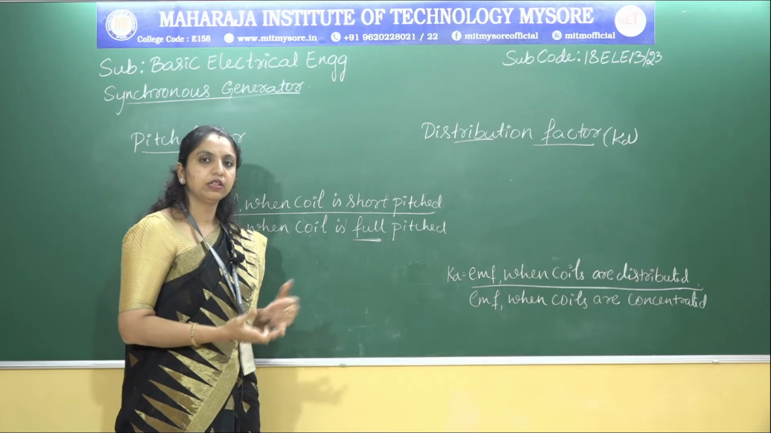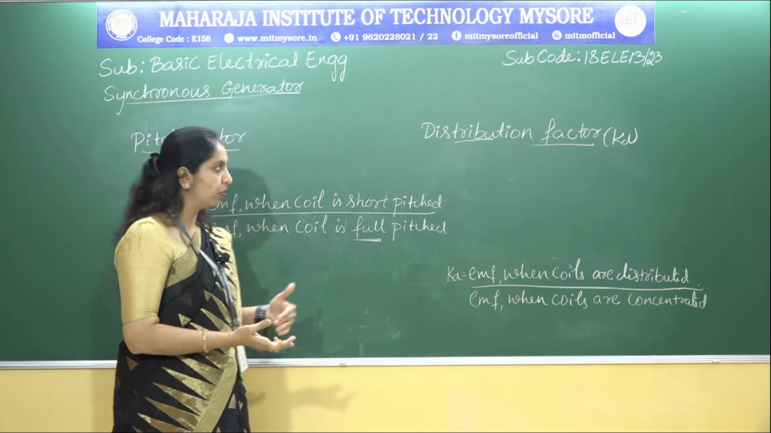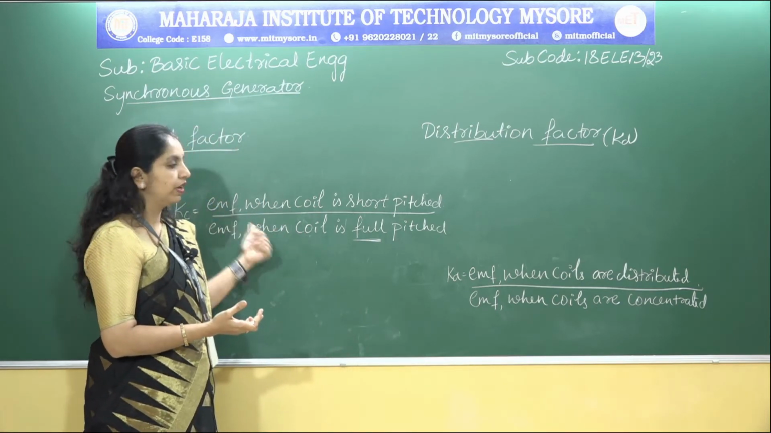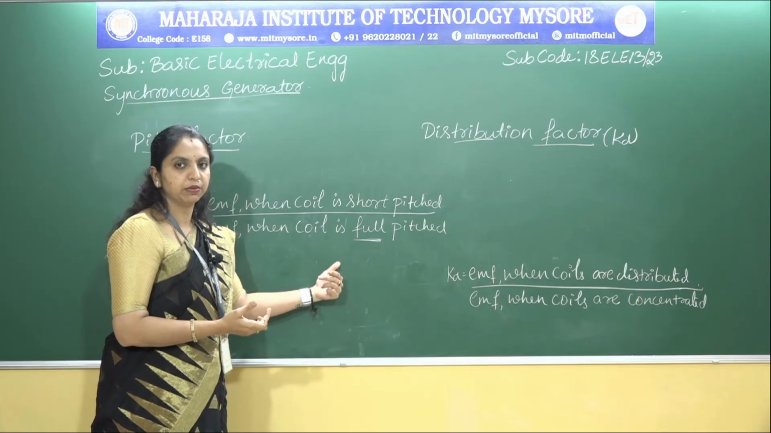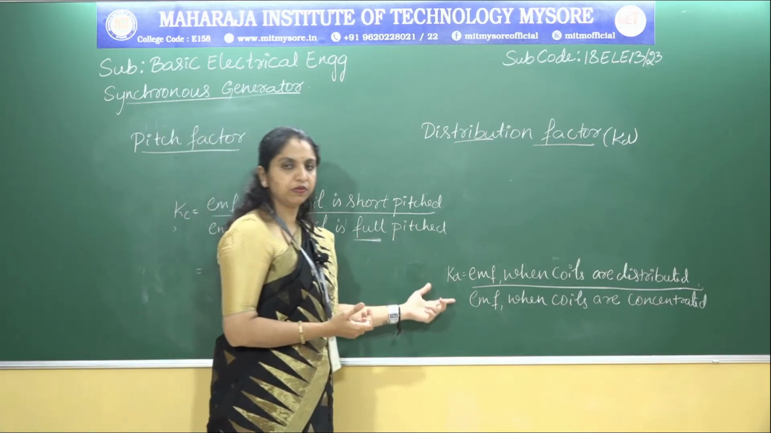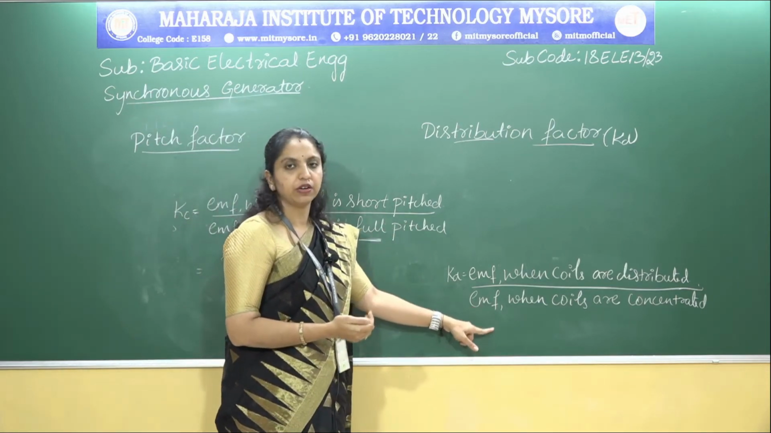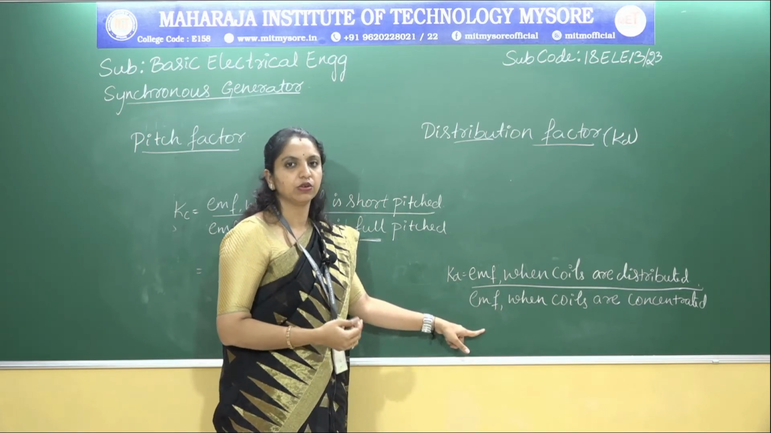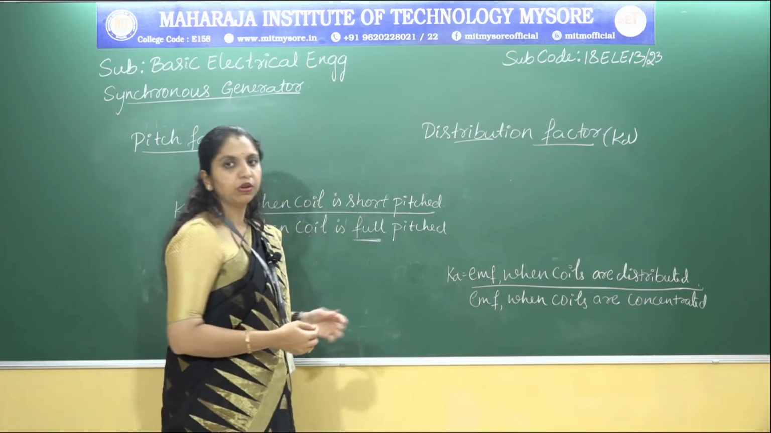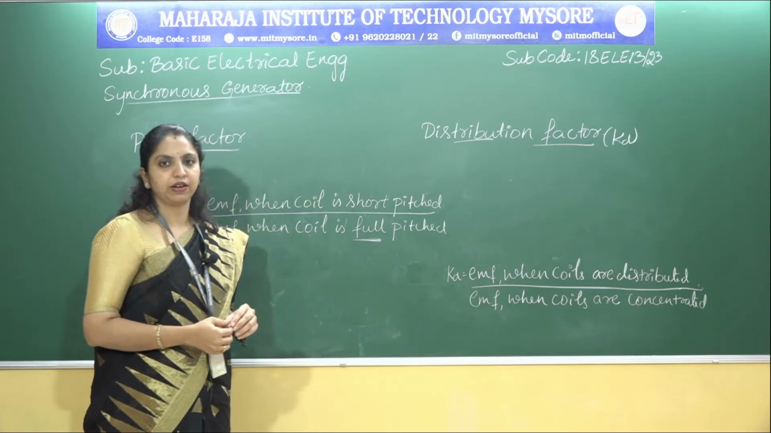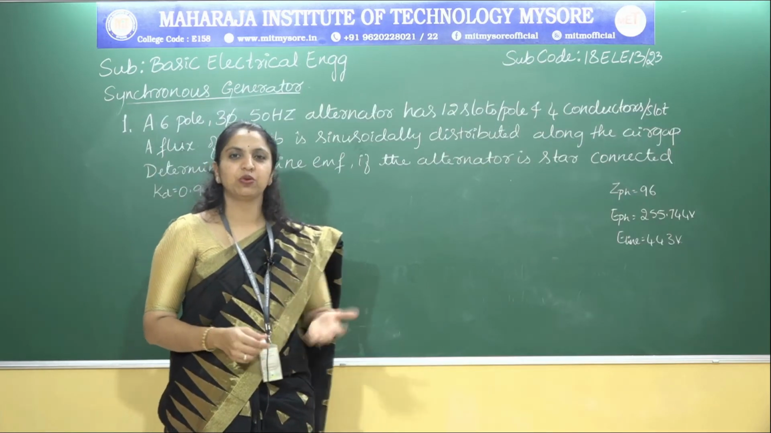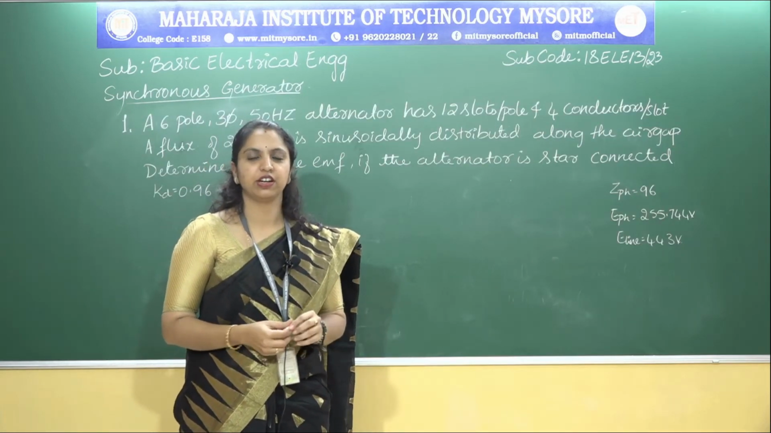Remember, when the coil is full pitch, the pitch factor Kc becomes 1. Similarly, when the coils are concentrated, the distribution factor Kd is equal to 1. So this is all about the concept of winding factor. Now we shall move on to the problems in the synchronous generator.